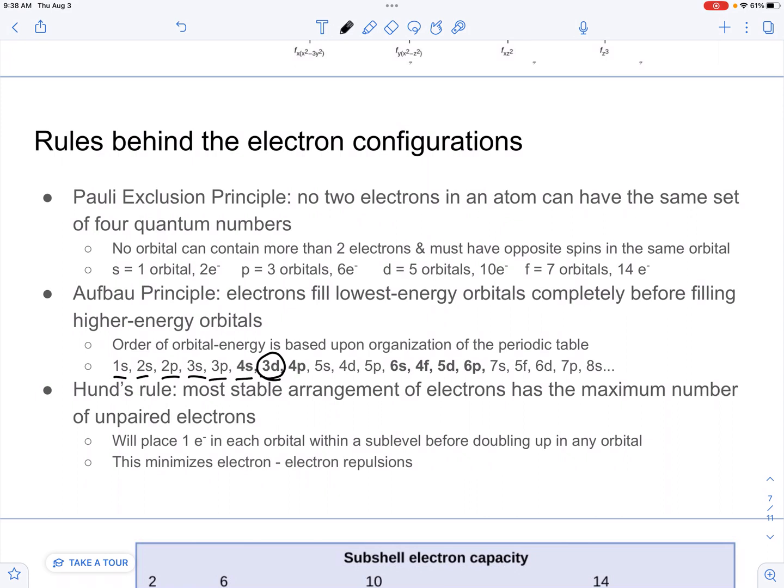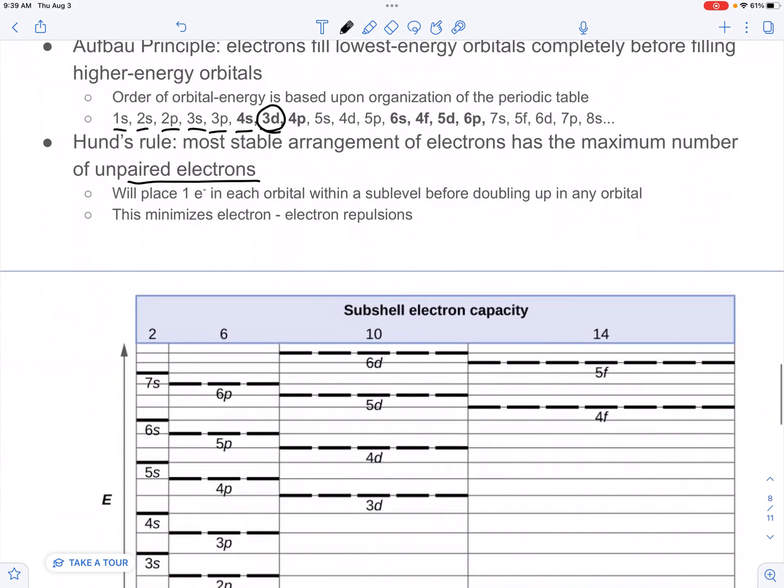The last one is Hund's rule: the most stable arrangement of electrons has the maximum number of unpaired electrons. This doesn't come into play too much for what we are doing, but since the electrons are both the same charge, the closer they are to each other, the more repulsion there is between them, and so that makes it less stable.